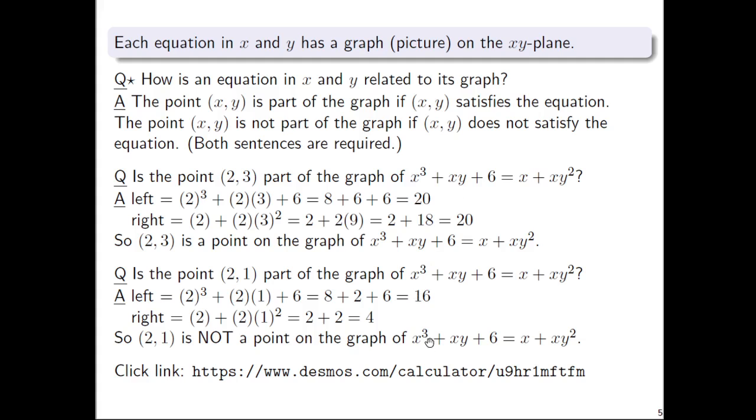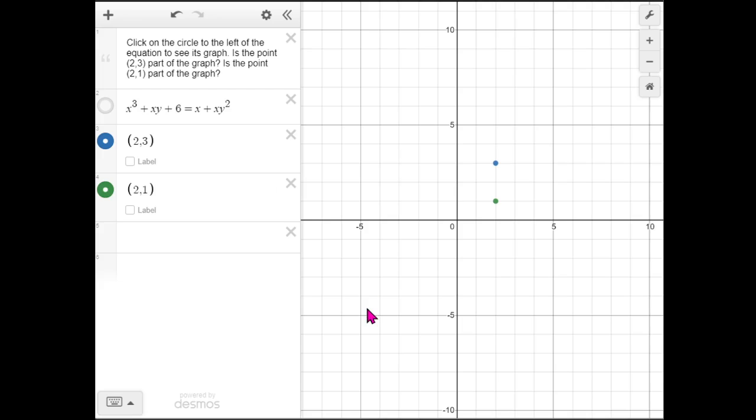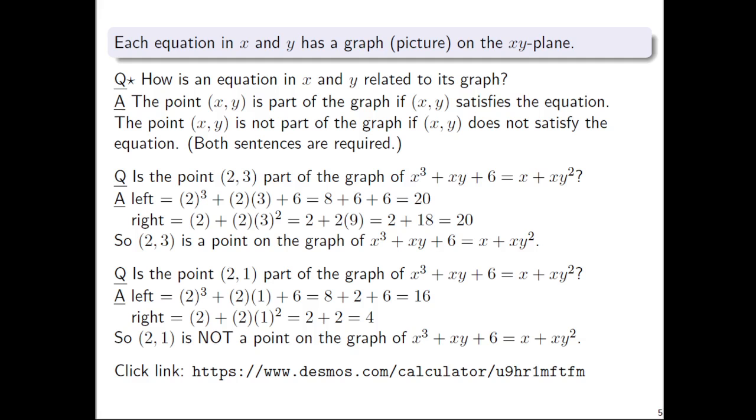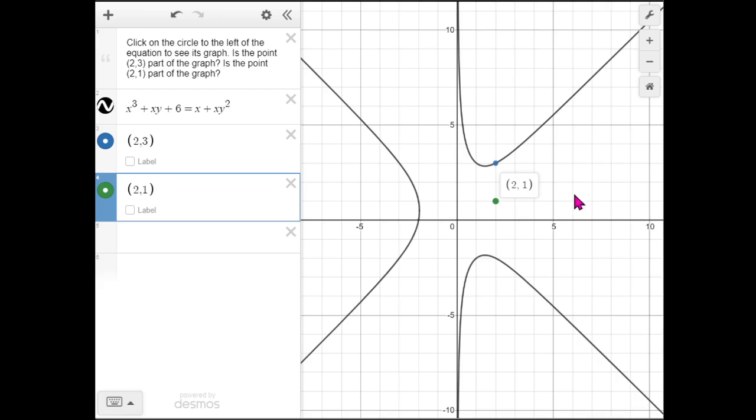Let's go ahead and click on this link and take a look at the graph. Now we should see 2, 3 as part of the graph and the point 2, 1 as not part of the graph. Okay, so here's the online graphing calculator. We're going to click right over here to see what the picture is going to look like. So this is the graph. It consists of many, many, many points, and one of those points is 2, 3, which we had declared and seen was part of the graph, while the point 2, 1 we saw was not part of the graph. So I'll go back to the slides.